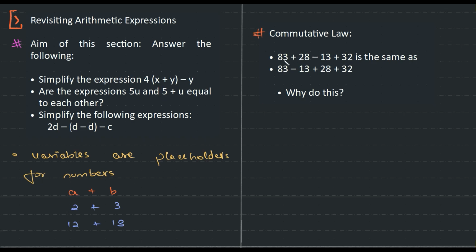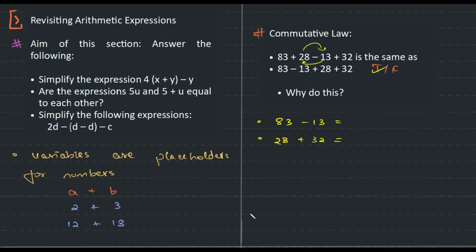Now, we are starting off with something called the commutative law. We have 83 plus 28 minus 13 plus 32. It's the same as what I have written. Is that true or false? The answer is true. I'm shifting 28 and minus 13, so minus 13 comes first and then plus 28. This is a sequence. But why are we doing this? Because 83 minus 13 is much easier to subtract, and 28 plus 32 is much easier to add. And so we use the commutative law.